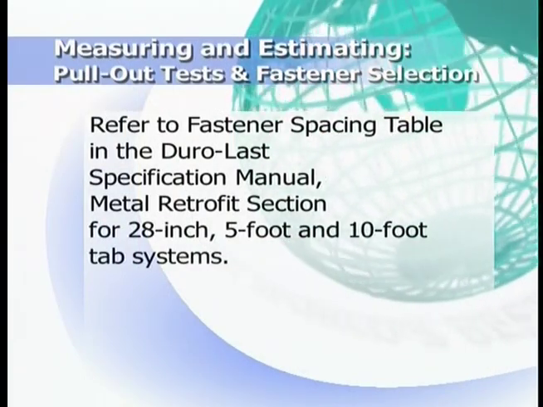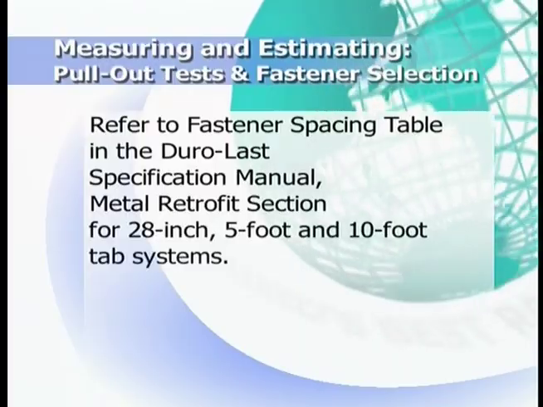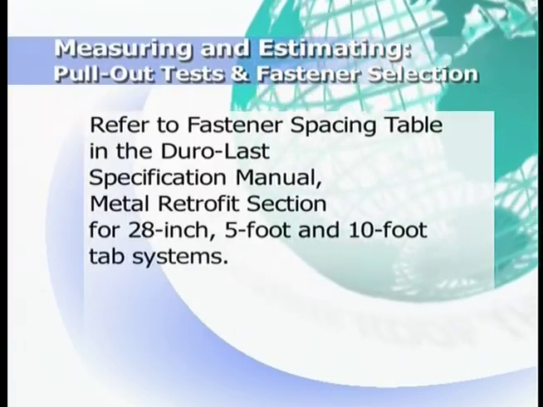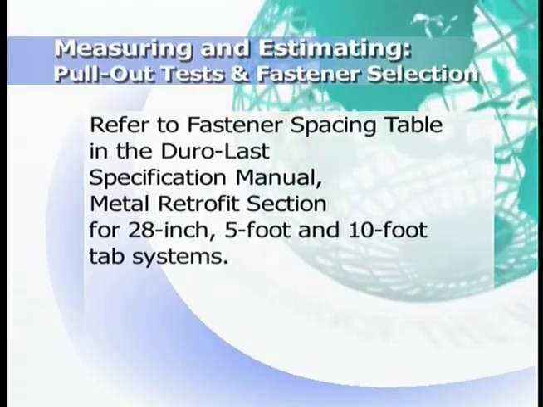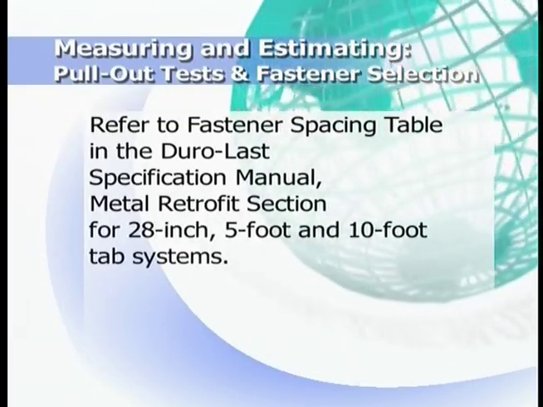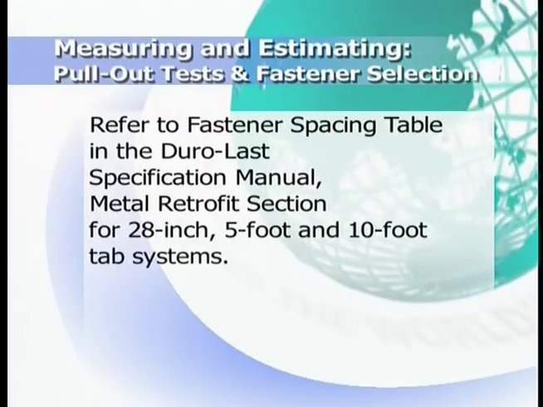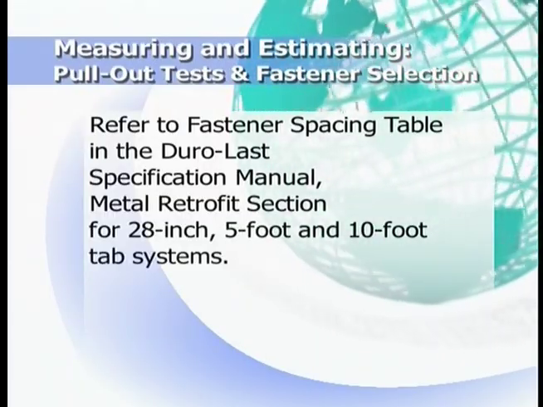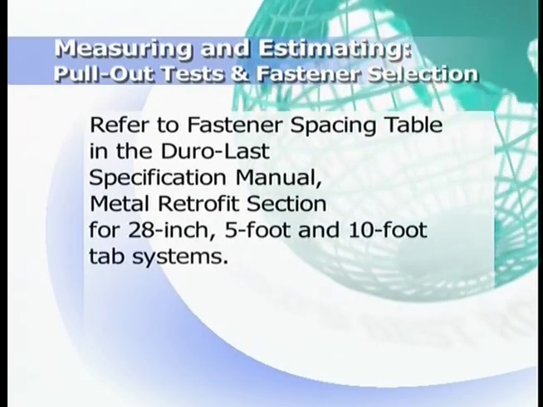Proper fastener spacing is crucial for a successful Duro-Last roofing system installation. The fastener spacing table in the metal retrofit section of the specification manual provides spacing specifications for 28-inch, 5-foot, and 10-foot tabs. This table is also available in the Documents section of this DVD.